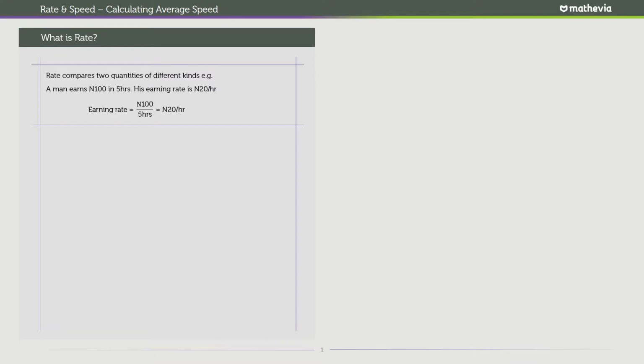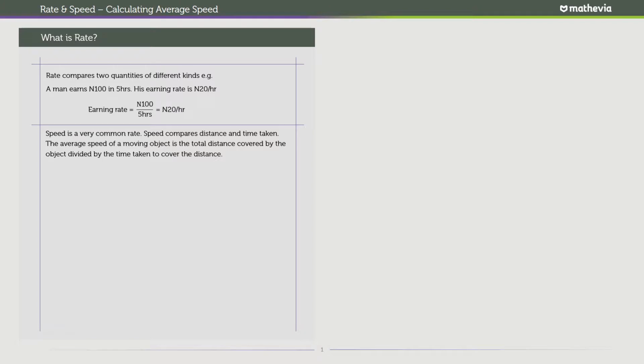Now, speed is a very common rate. I think it's the most common rate, the one we use most often, because speed compares distance and time. In this lesson we'll be learning about average speed. Average speed is pretty much the same thing, but we call it average speed because sometimes there are changes in distance, but you don't need to bother about all of that. In this lesson we'll be learning to calculate average speed.